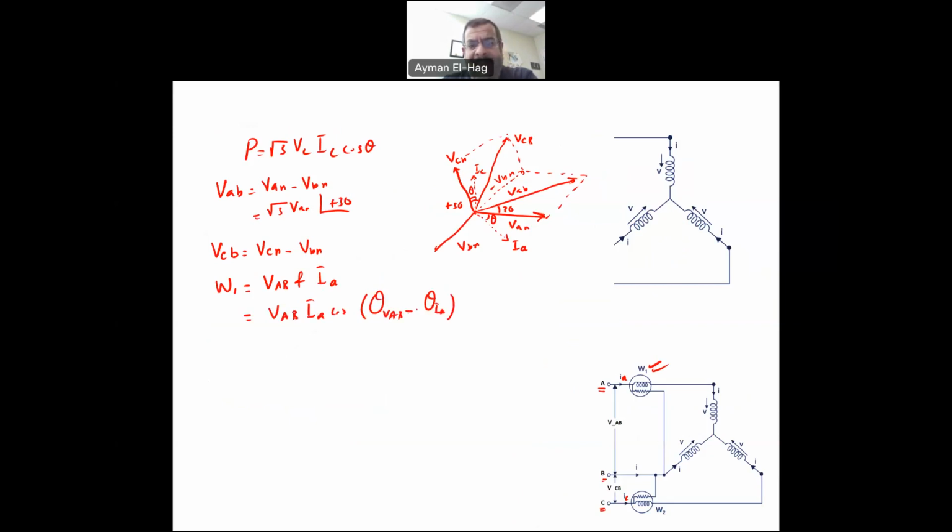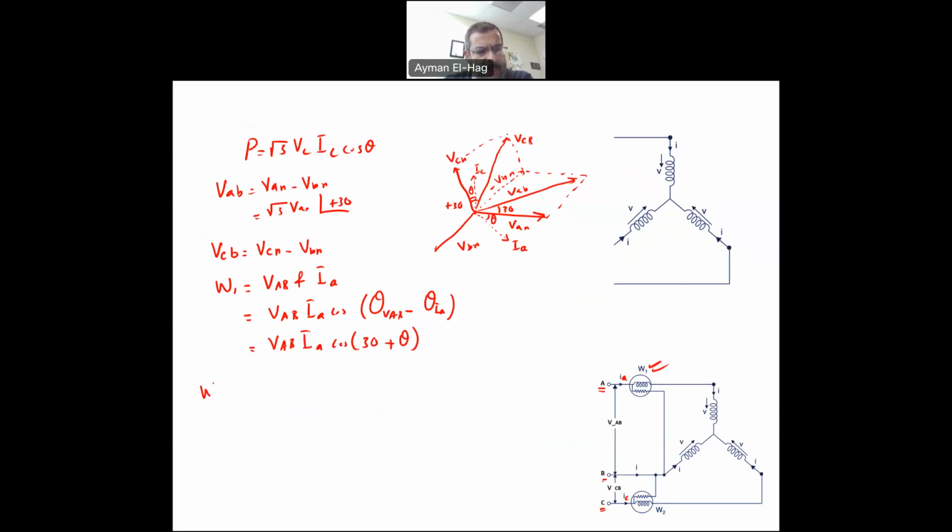Now, what is this angle between VAB and IA? The angle is 30 plus theta. As you can see it clearly here, it is 30 plus theta. This is the angle between VAB and IA. So W1 will equal VAB times IA cosine of 30 plus theta.